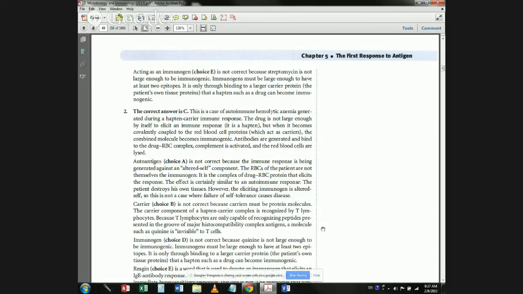Okay, immunogen is not correct because quinine is not large enough to be immunogenic. Same thing. Immunogens must be large enough to have at least two epitopes. It is only through binding to a larger carrier protein, the patient's own tissue protein, that haptens such as a drug can become immunogenic.